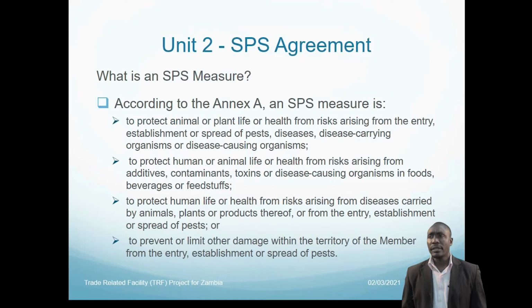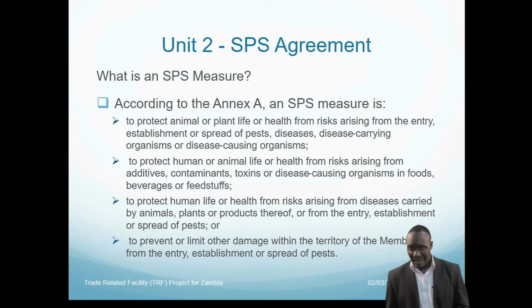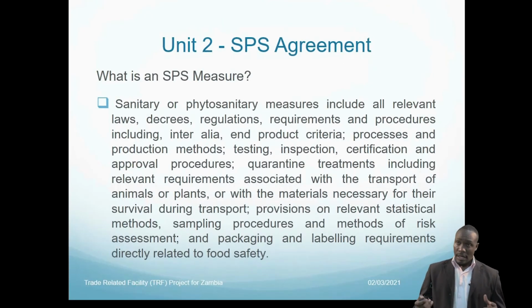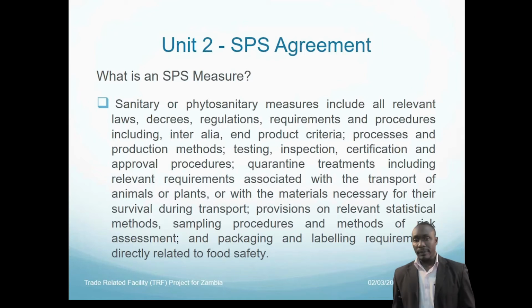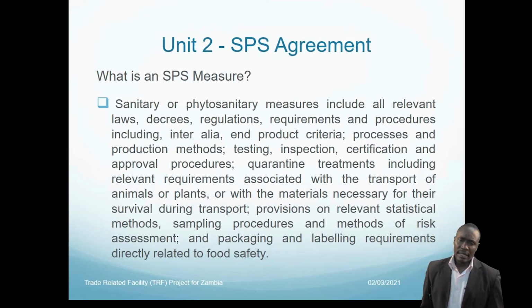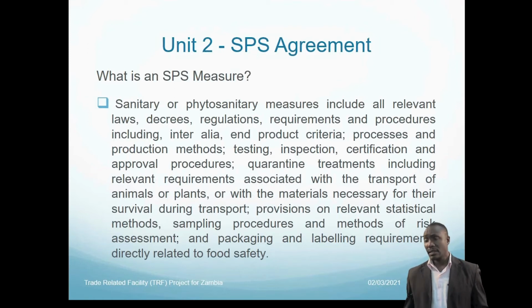So the thing that we have to remember with the agreement is that the SPS agreement only allows you to apply the SPS measures within your territory. And how do we have these measures? In what form do they come? Well, it can include laws, decrees, regulations, requirements, and procedures. It can also include end product testing criteria, processes, production methods, and testing. Sometimes you can just say anything that is produced in this particular manner satisfies our SPS requirements, or anything that passes this type of testing or this type of inspection, or anything that has this certification satisfies our SPS requirements.